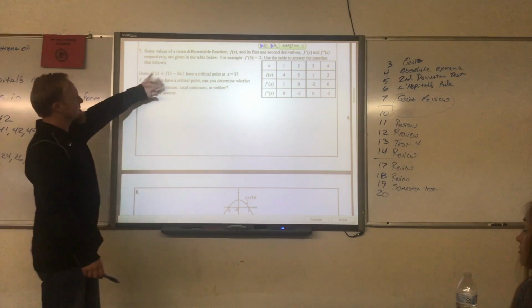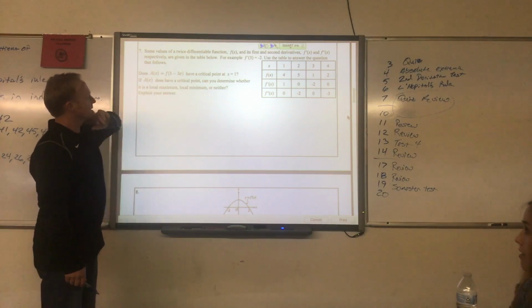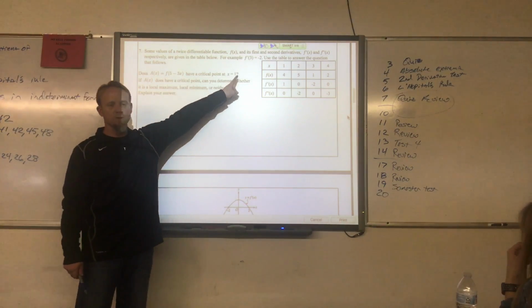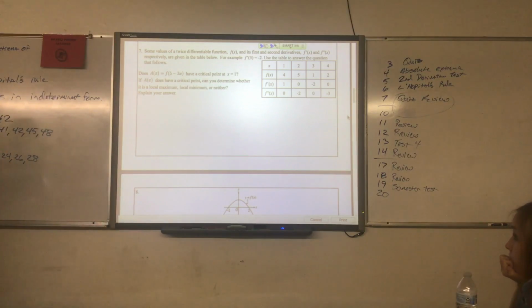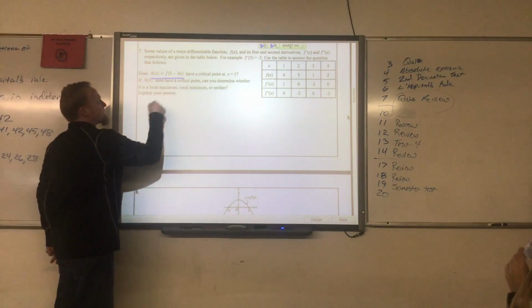All right, so we have g of x equals f of 5 minus 3x. It wants to know, is there a critical point at x equals 1? What one of two things has to happen in order for a critical point to happen? The derivative has to be 0 or undefined. If I'm looking at a graph, yes, it has to touch the x-axis of what graph? The derivative. Or be undefined. So I need to find the derivative of this.